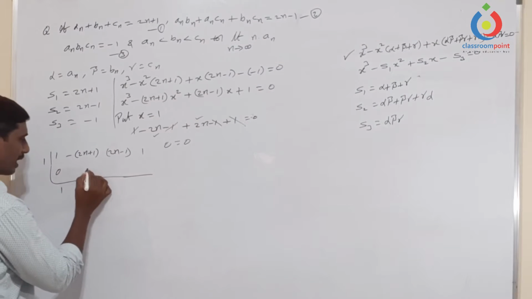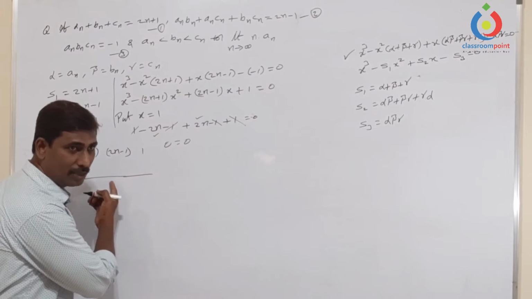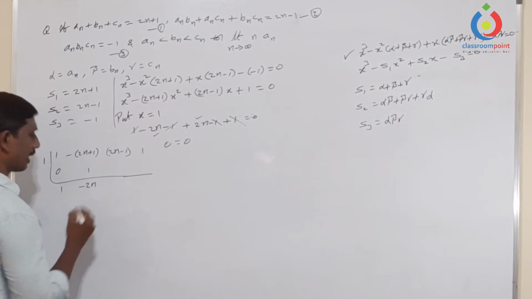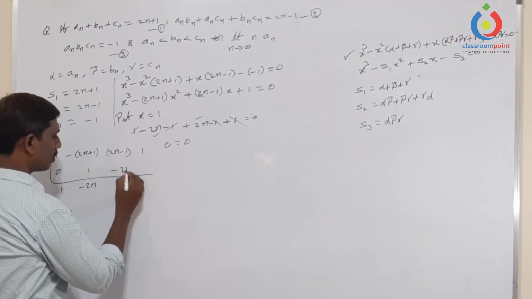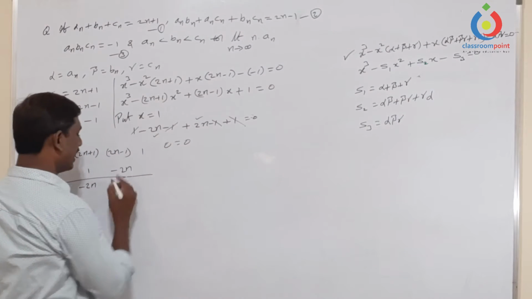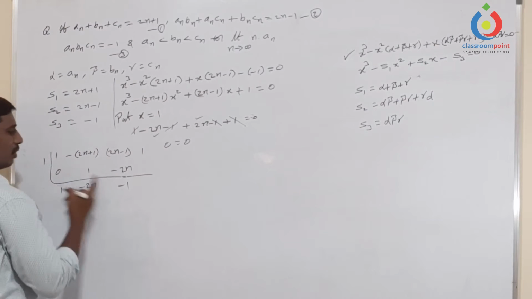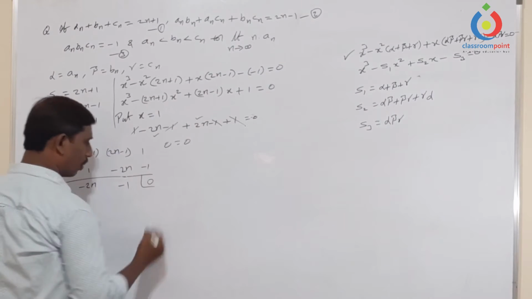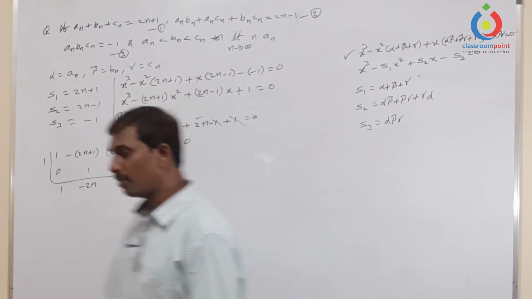1 into 1 plus 1. This is minus 2n minus 1 plus 1, that means minus 1 and plus 1 will cancel. It is minus 2n. Next, minus 2n into 1 is minus 2n, plus 2n and minus 2n will cancel. Then minus 1 is the remaining value. Next, 1 into minus 1 is minus 1. 1 plus minus 1 is 0. Then what do we have here?